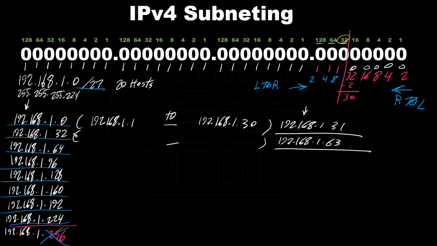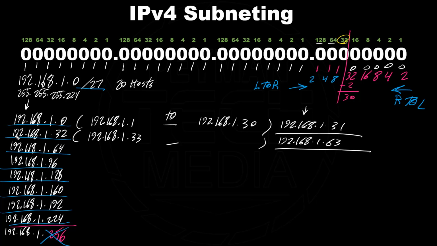So for this subnet, 192.168.1.32, the broadcast address is 192.168.1.63. And the range, the available IP addresses in that subnet, is 192.168.1.32, that's a network. The next available, 33.